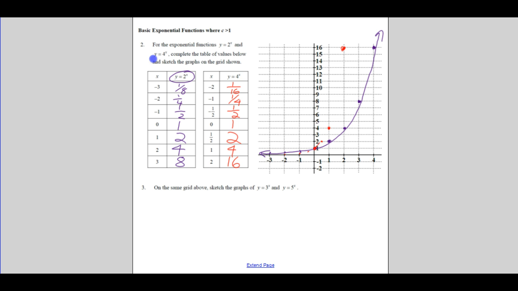We can see the red graph climbs higher, but also drops lower. It climbs faster when it's to the right of the y-axis, right? When the x values are above 0, it's climbing faster, and when they're below 0, it's dropping faster. Okay, here, let's just label these guys. That's 4 to the x. And this is y equals 2 to the x.